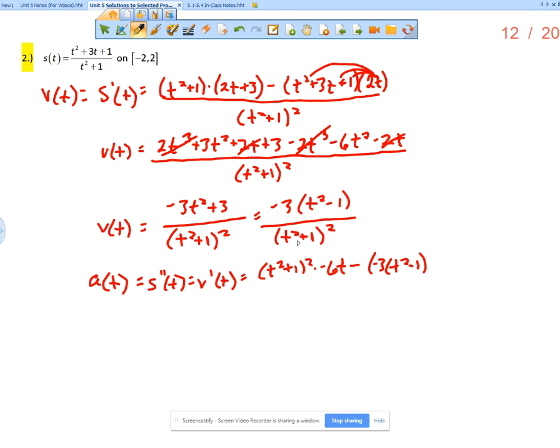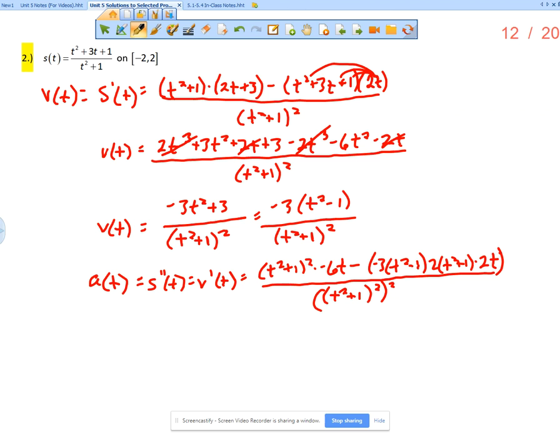So the derivative of t squared plus 1 squared would be 2 times t squared plus 1 to the first, times the derivative of t squared, which is 2t. Then we're going to take this and divide by the denominator squared. That would be t squared plus 1 quantity squared, that's the denominator squared. So it's actually going to be t squared plus 1 to the fourth.